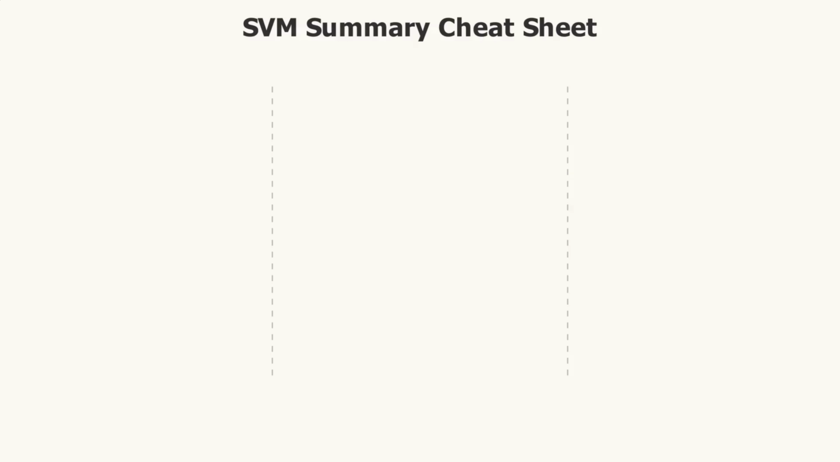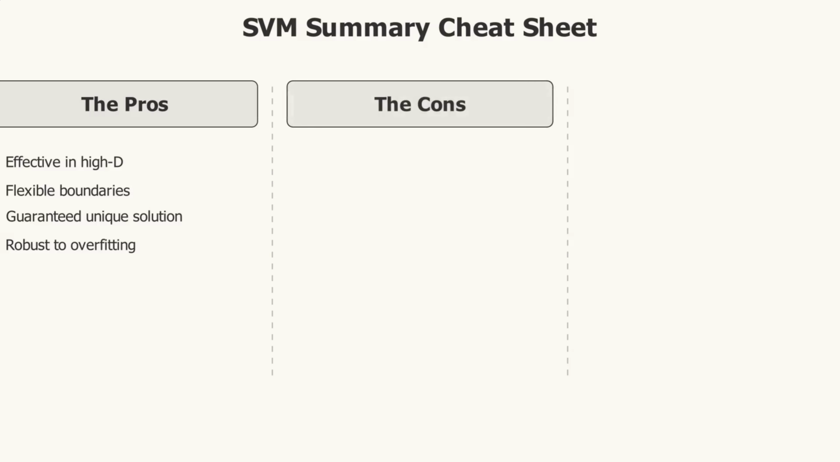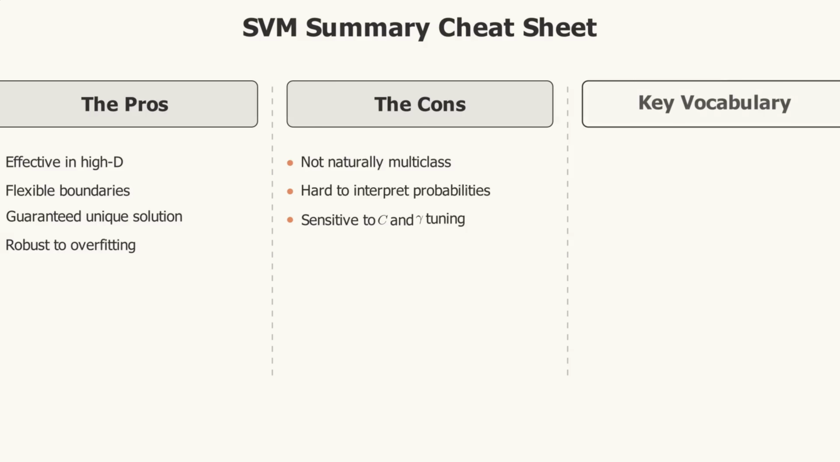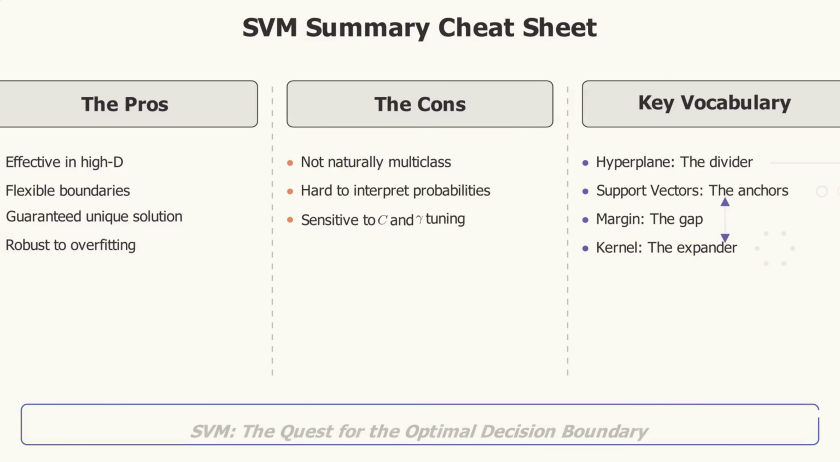However, keep in mind the trade-offs. SVMs are not naturally multi-class and can be sensitive to the tuning of parameters like C and gamma. As we look at our key vocabulary one last time, remember the geometry. The hyperplane is our divider. The support vectors are our anchors. The margin is our gap. And the kernel is our expander, allowing us to conquer nonlinear data.